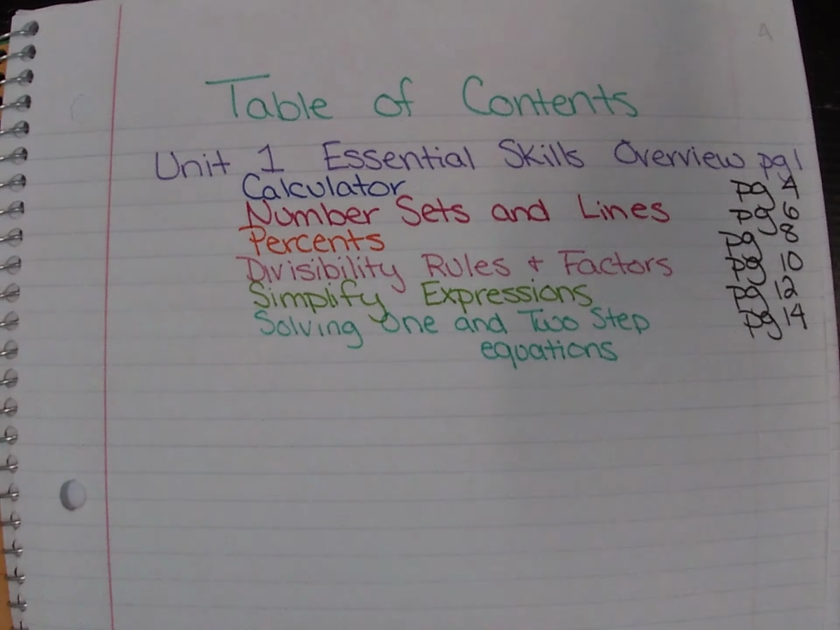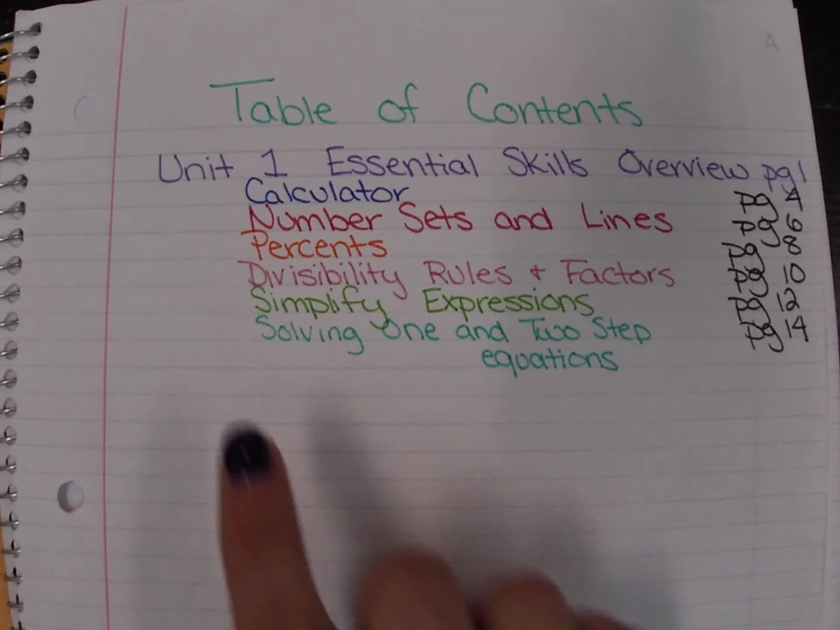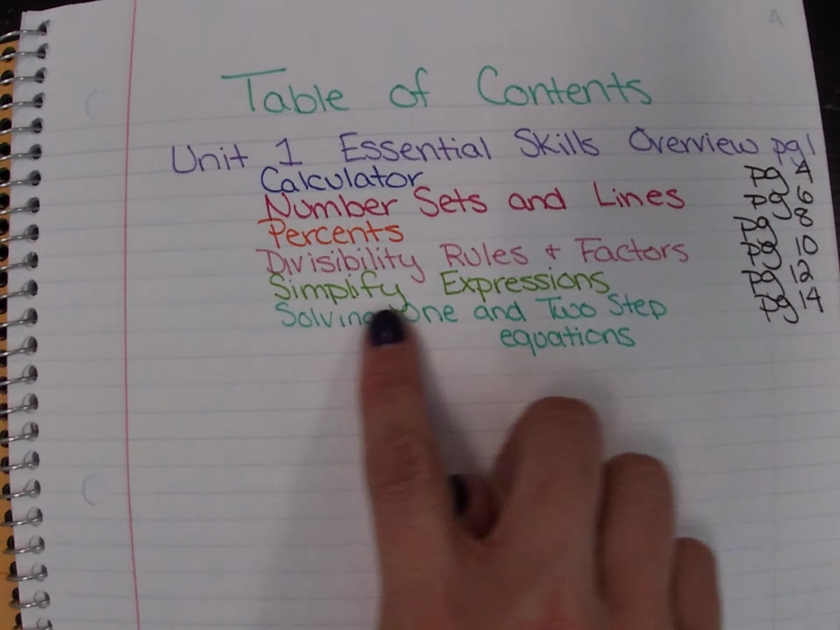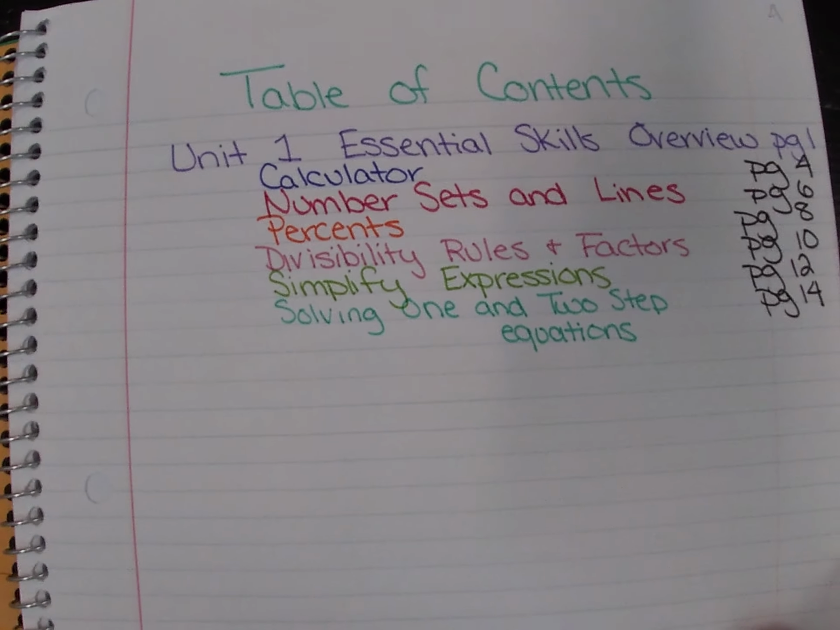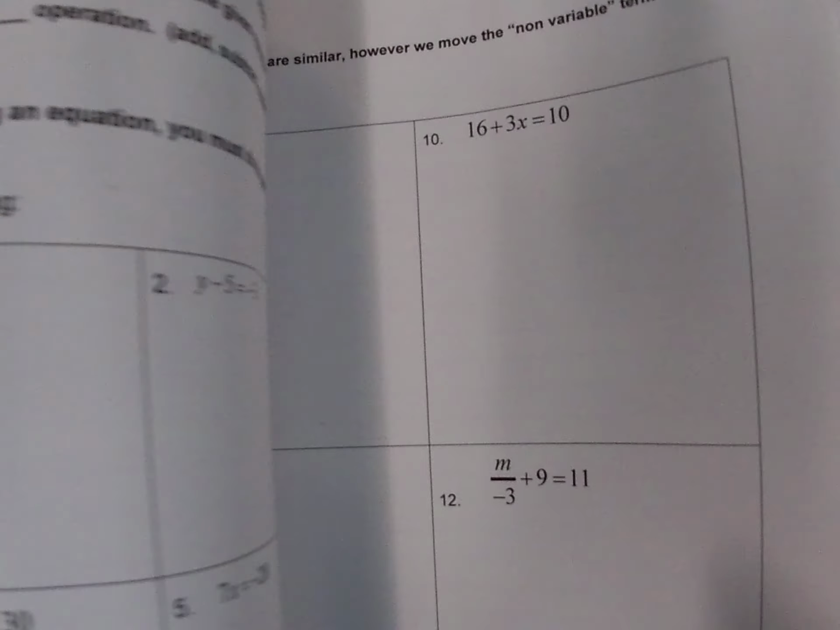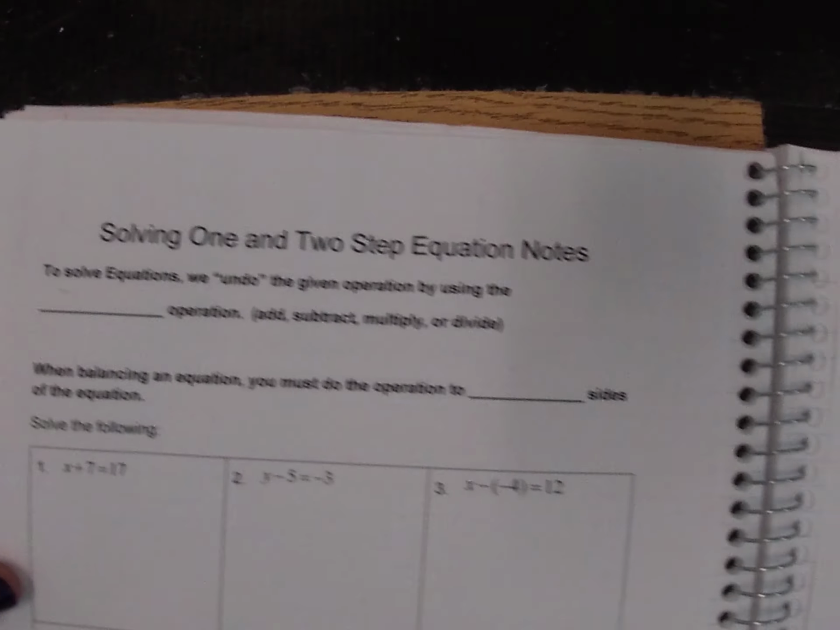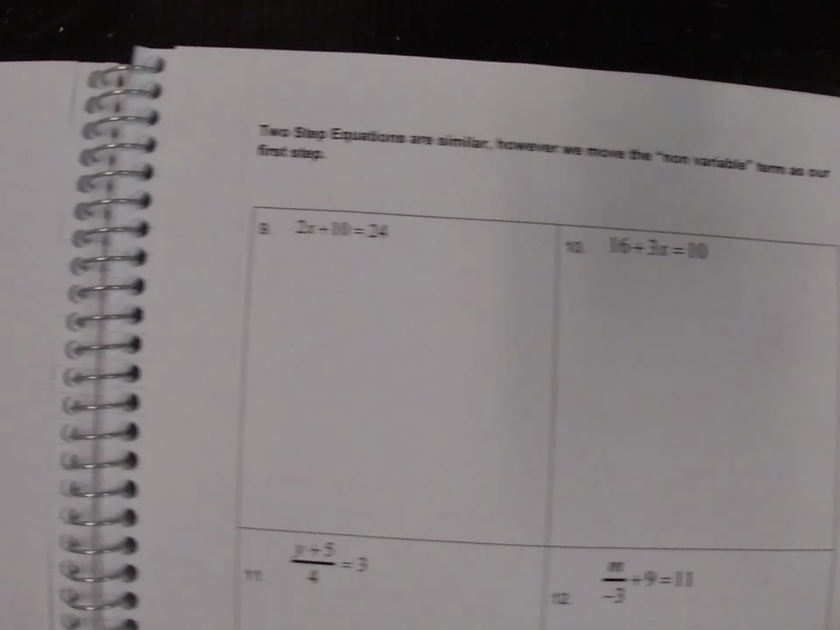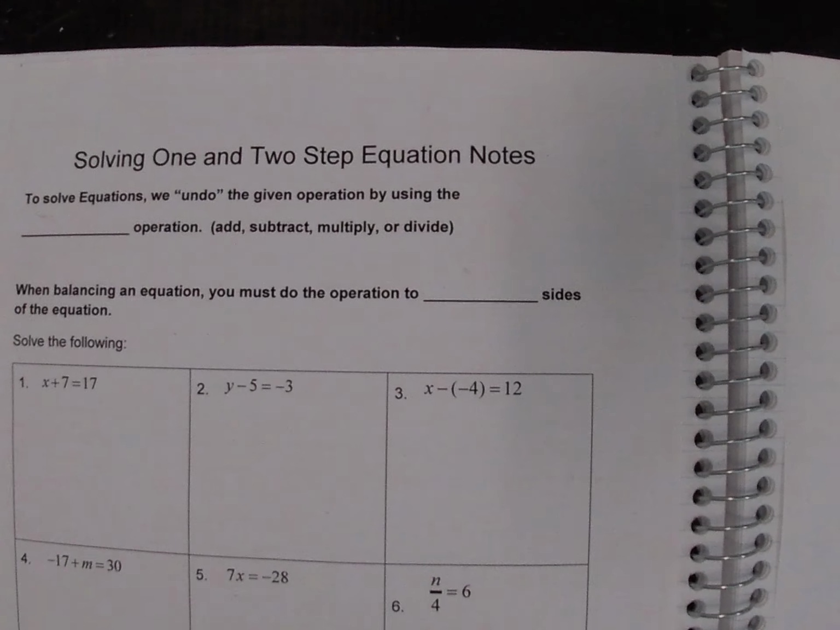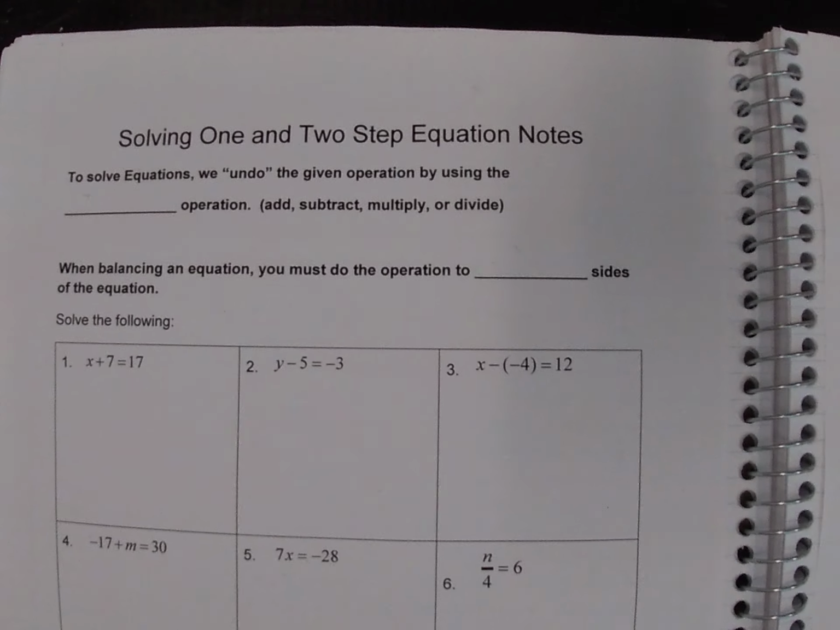So the next thing we're looking at is solving 1- and 2-step equations. That should be in our table of contents underneath simplifying expressions, and it is page 14. When we glue that into our interactive notebooks, we'll have this side here on our left and our second page over here on the right. So go ahead and pause it if you need time to get that put in.